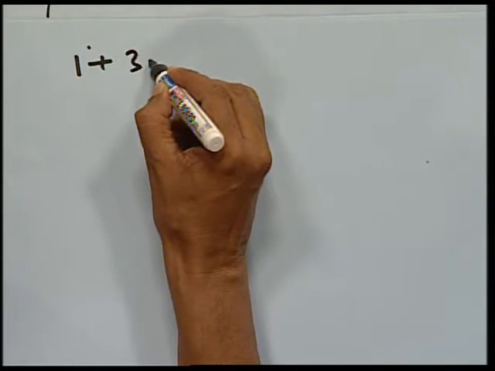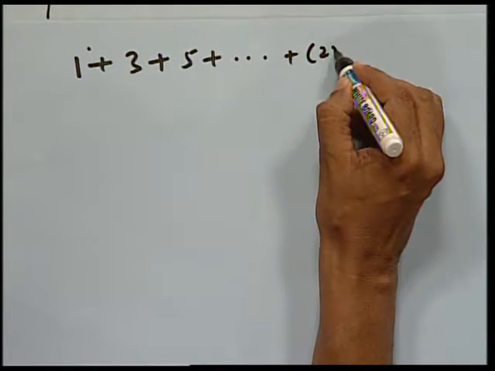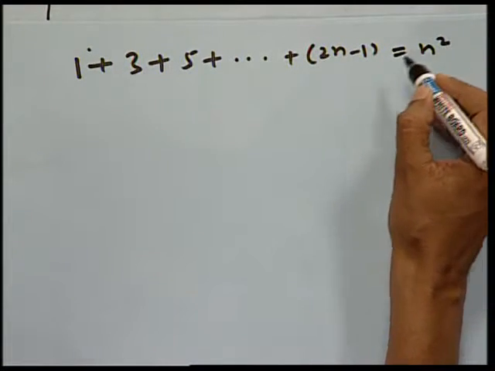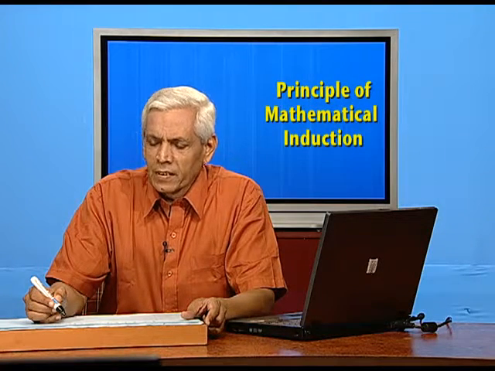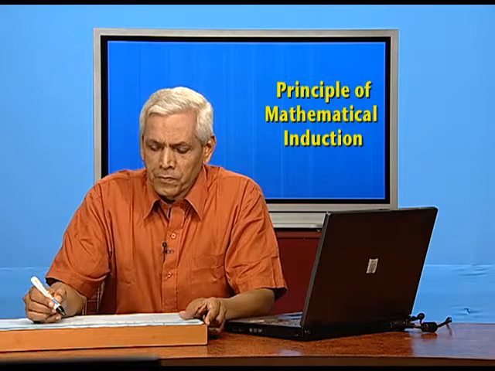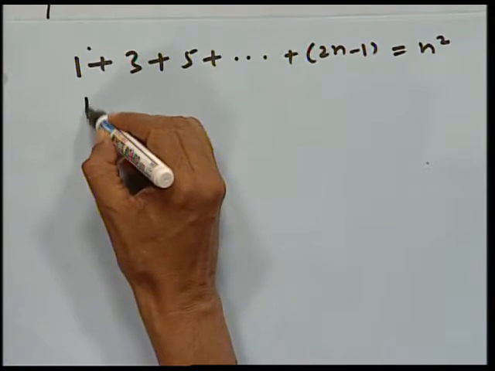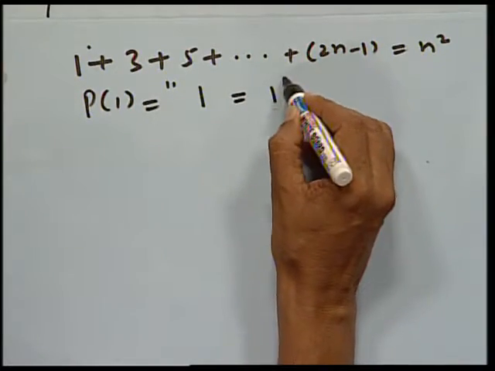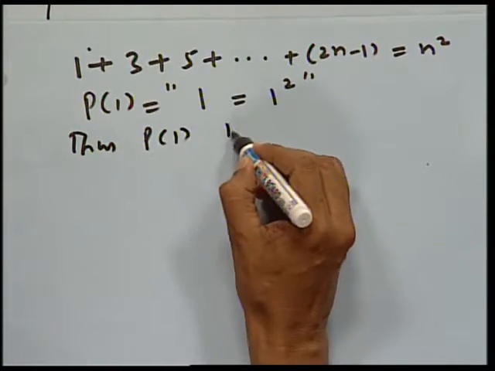For instance, if our question is to prove 1 plus 3 plus 5 and so on up to n terms equal to n square. That is, the sum of the first n odd numbers is n square. This we have to prove. Our first step is to verify the result for n equal to 1. So, we have P 1 is equal to 1 equal to 1 square. It is obviously true. Thus, P 1 is true.